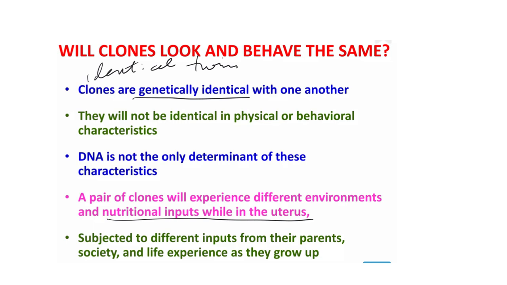Even when they're in a surrogate mother's womb, the uterus, different environmental factors in the womb can affect various aspects of that clone's development. And of course, the society that they grow up in, the nutrients they get, the education or lack of it, all affect what the embryo turns out to be.